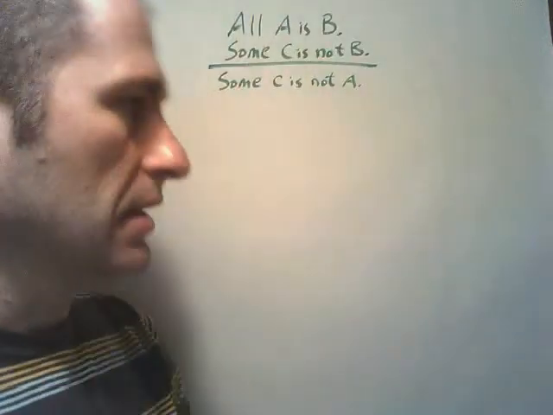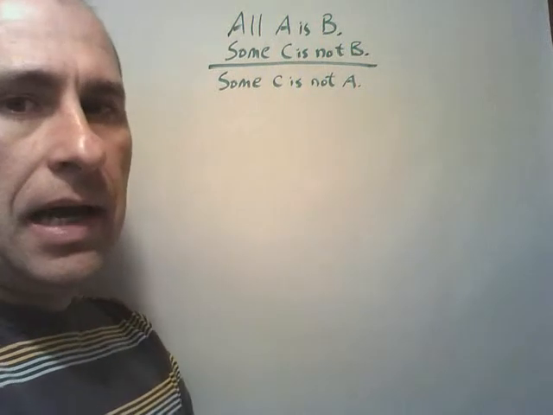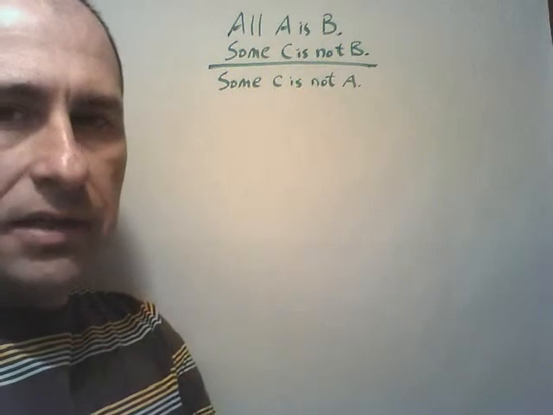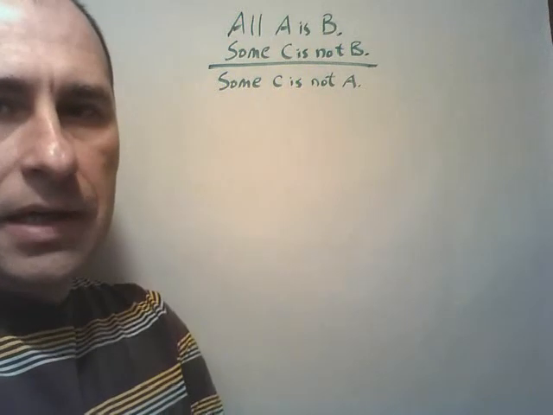Okay, in this video I want to take another look at a categorical syllogism and plot its proof on a Venn diagram. So here is the syllogism. All A is B, some C is not B, so some C is not A, or therefore some C is not A. Top two are the premises, bottom third is the conclusion.